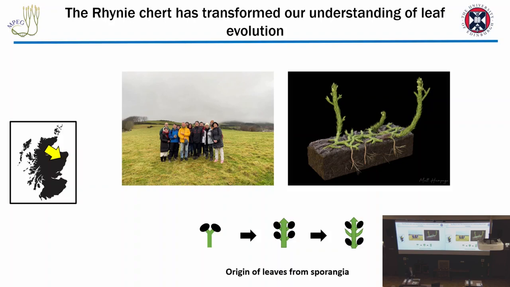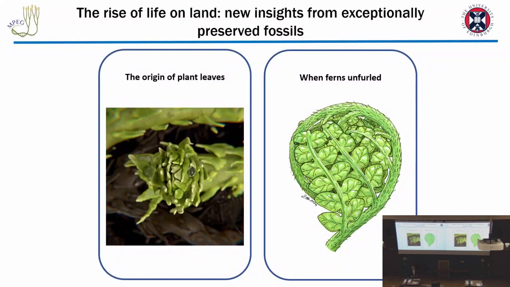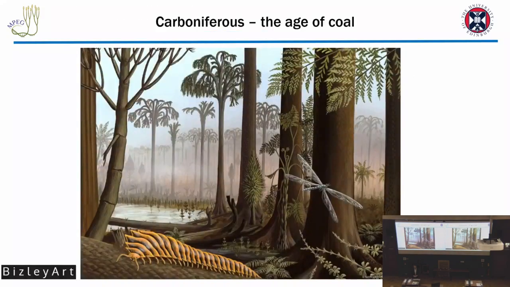Okay, for the final part of the talk, I'm just going to move on, sticking with the broad theme of leaves, but this time to tell you a little bit more, a story about when ferns unfurled. And to do this, we're going to leave the Devonian world behind and instead skip forward to the Carboniferous. The Carboniferous, which gets its name because of the huge amounts of coal, also known as the Coal Age.